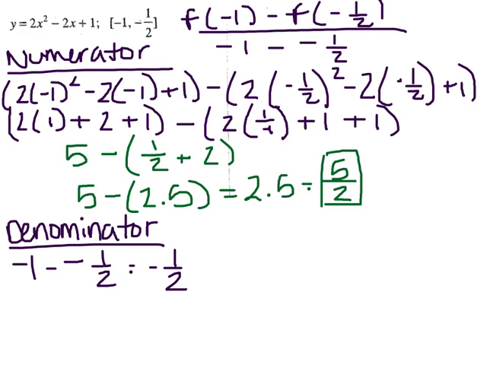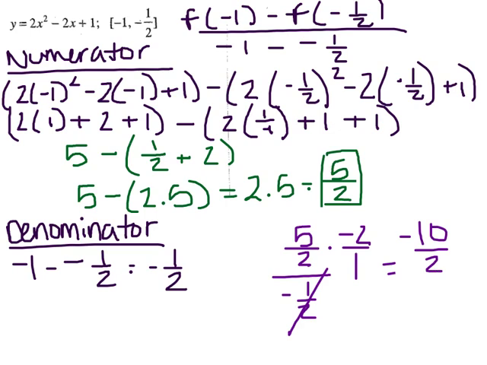Let's put those two pieces together. 5/2 divided by negative 1/2. Remember, dividing by a fraction is the same as multiplying by the reciprocal. And so we get negative 10 over 2, which is negative 5.